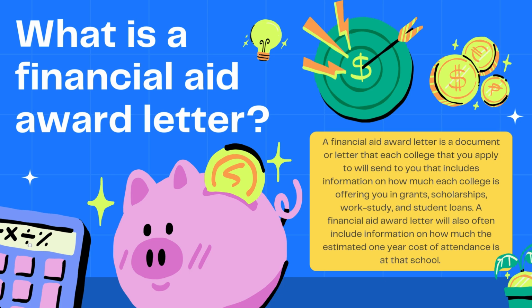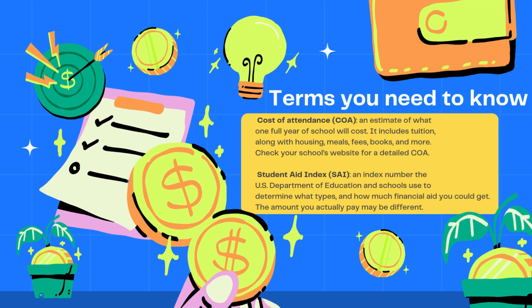A financial aid award letter is a document or letter that each college that you apply to will send to you that includes information on how much each college is offering you in grants, scholarships, work study, and student loans. A financial aid award letter will also often include information on how much the estimated 1 year cost of attendance is at that school. Next, we'll go over some terms you need to know.